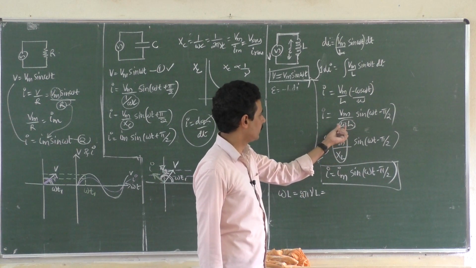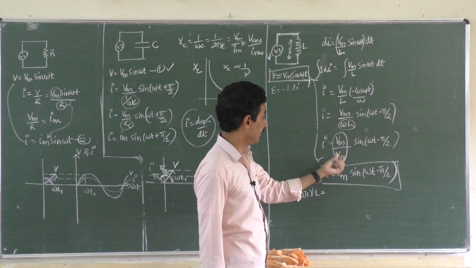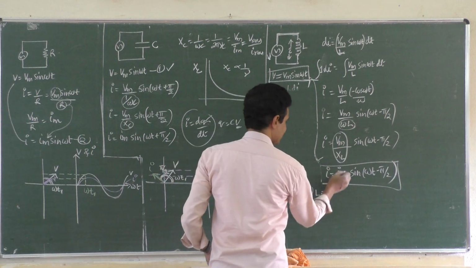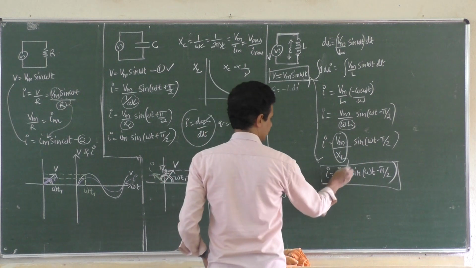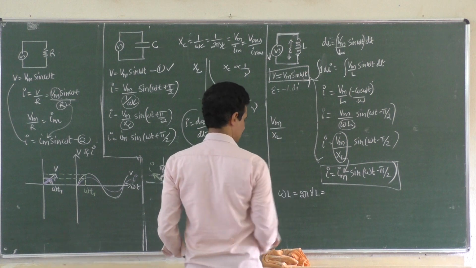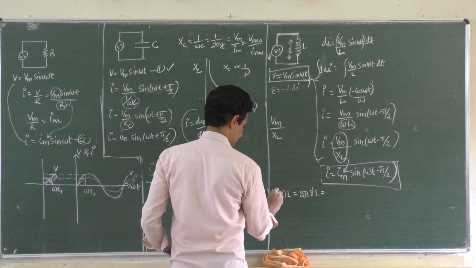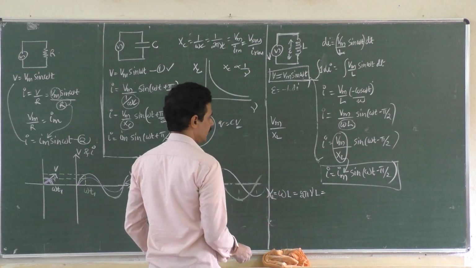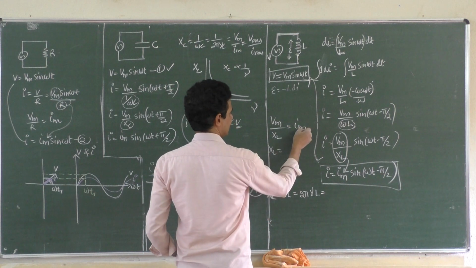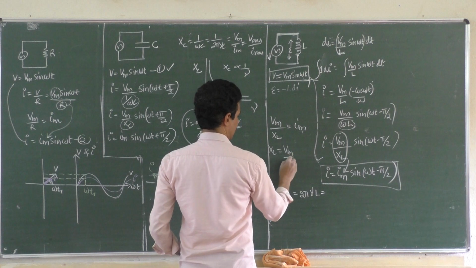Now how did you get this omega L? It is taken as XL, and Vm by XL is taken as Im. You see this term, peak value of voltage by the reactance of the inductor, XL. XL is taken as omega L, and that is taken as peak value of current. So what is XL? Bring this XL here, Vm by Im.